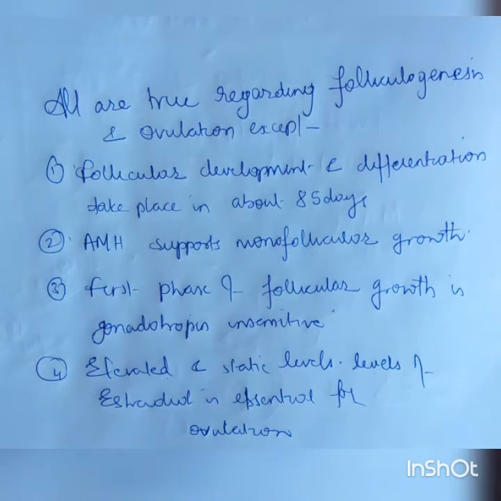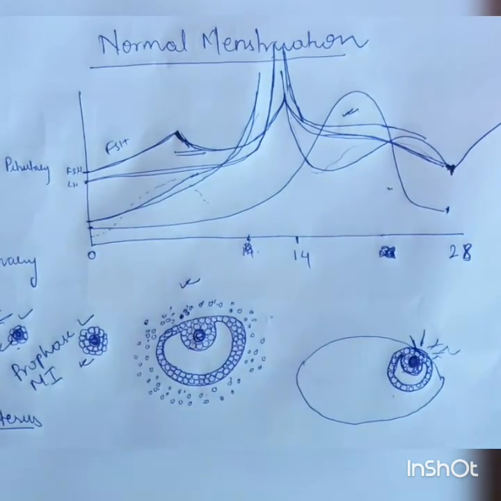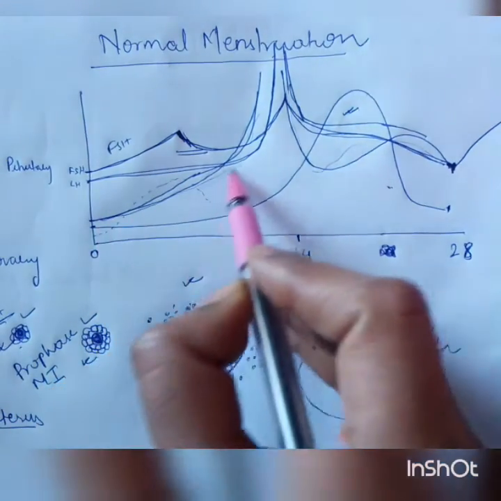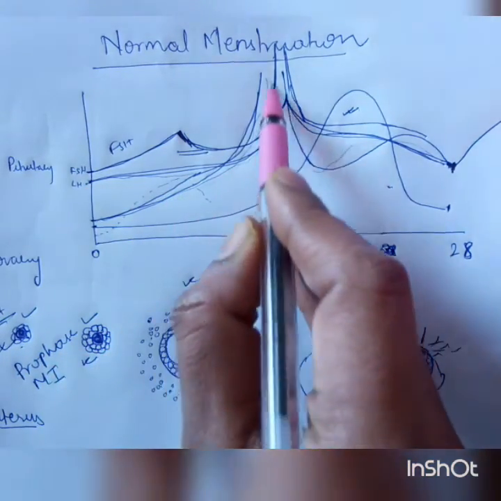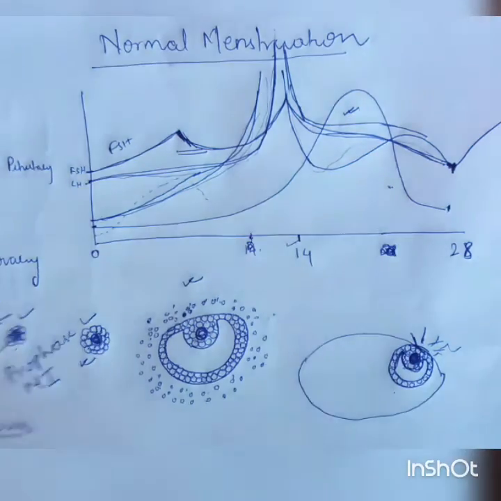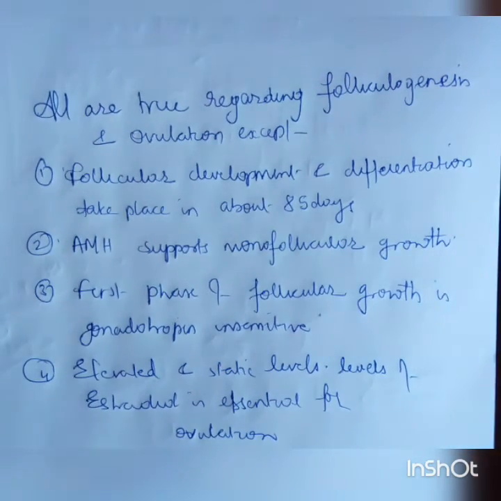Finally, the fourth point is elevated and static levels of estradiol is essential for ovulation. Yes, we have seen we require estradiol for LH surge to take place and then finally ovulation to take place. Here there was this estrogen rising and then positive feedback mechanism causing LH to rise, which finally leads to ovulation. So all these 4 points seem equally correct, isn't it?